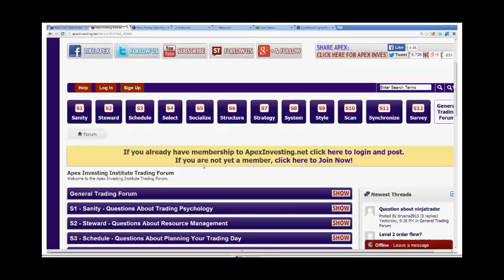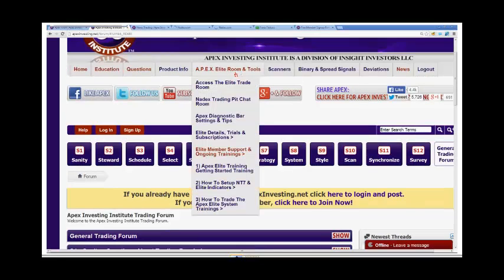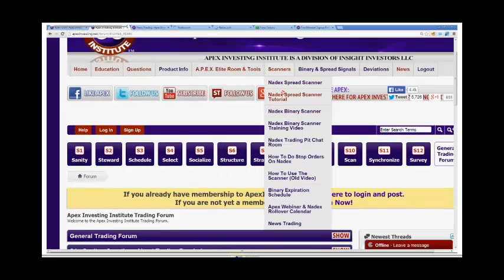And then the third one that I want you to check out, so this is where you ask questions because you're going to have them. You can ask them for free, me and other traders that are trading Nadex, and I monitor every post in there. We'll be glad to help you out in any detailed questions that you have. And then the third area is the scanners.